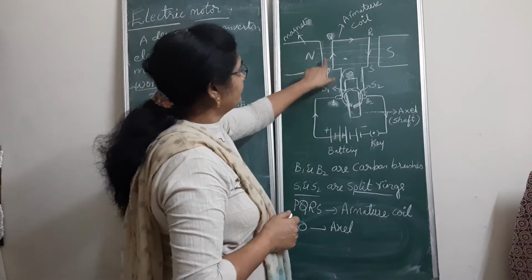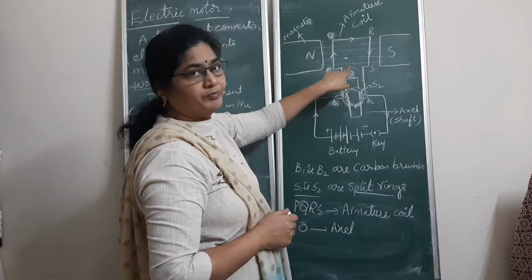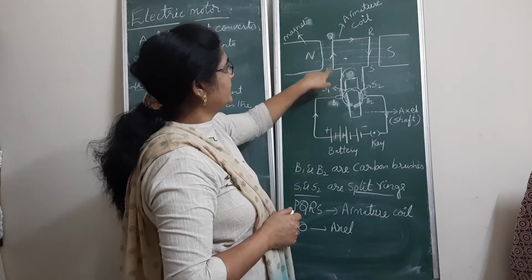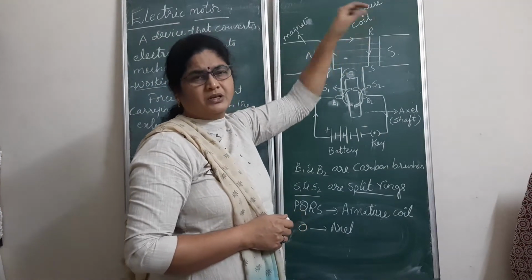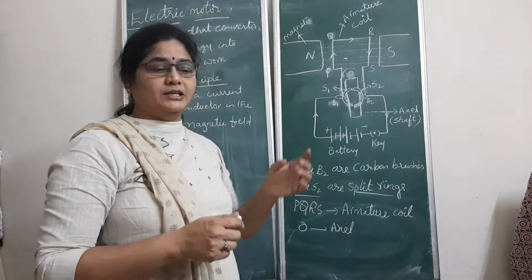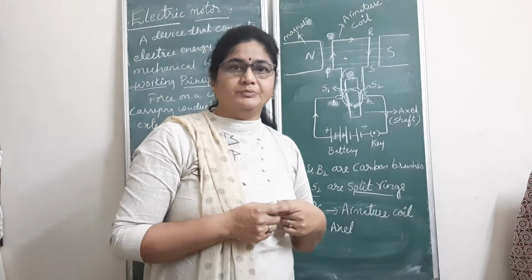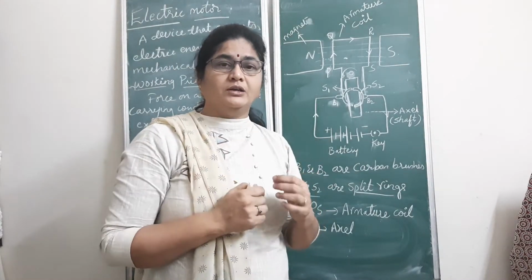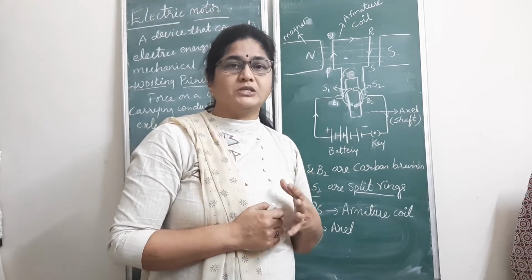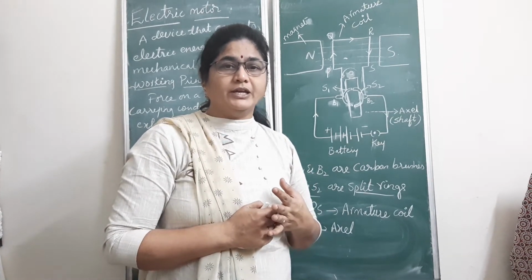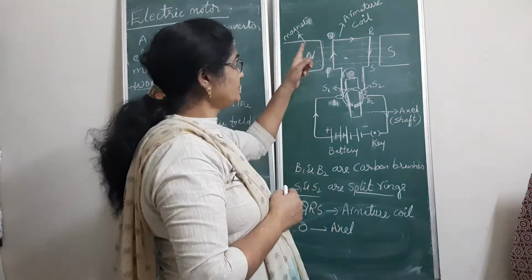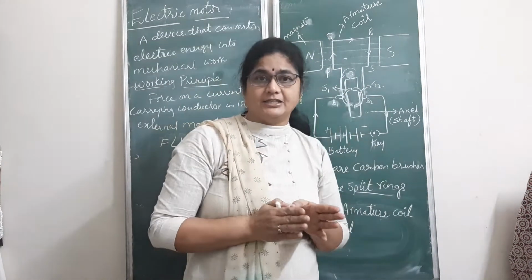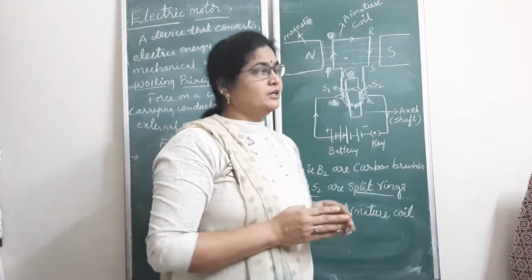And if you see here, we have a rectangular wire. I labeled it as PQRS. This is called an armature coil. An armature coil is generally an insulated copper wire which is wound on a soft iron core. So this wire behaves like an armature coil which is placed in the magnetic field.